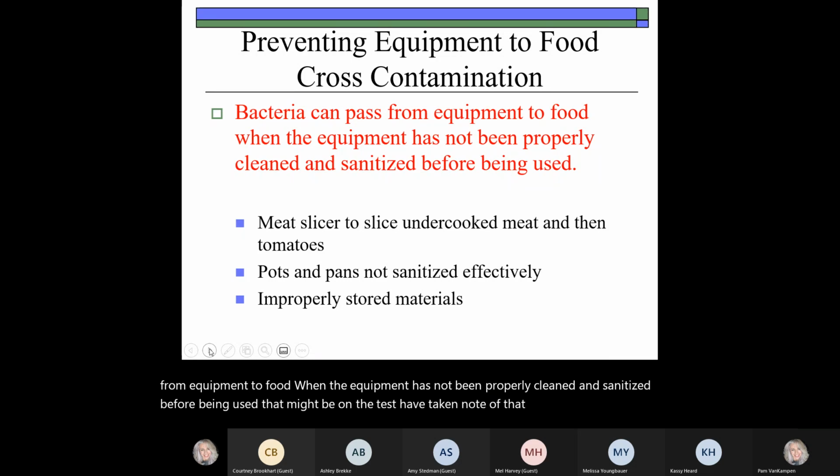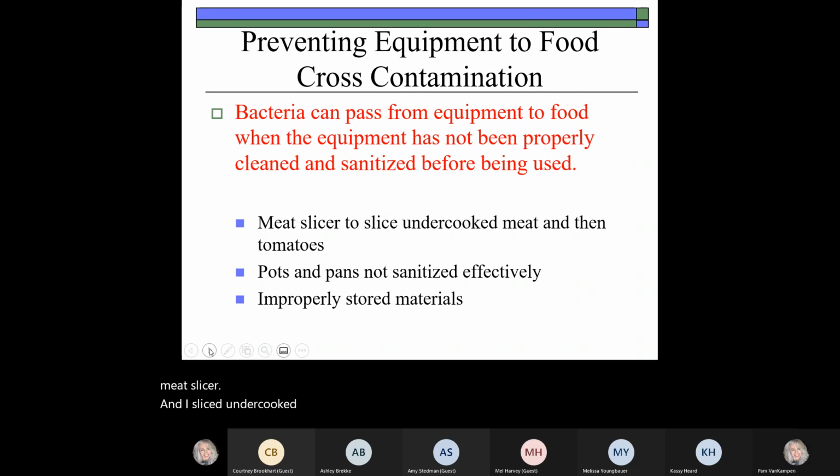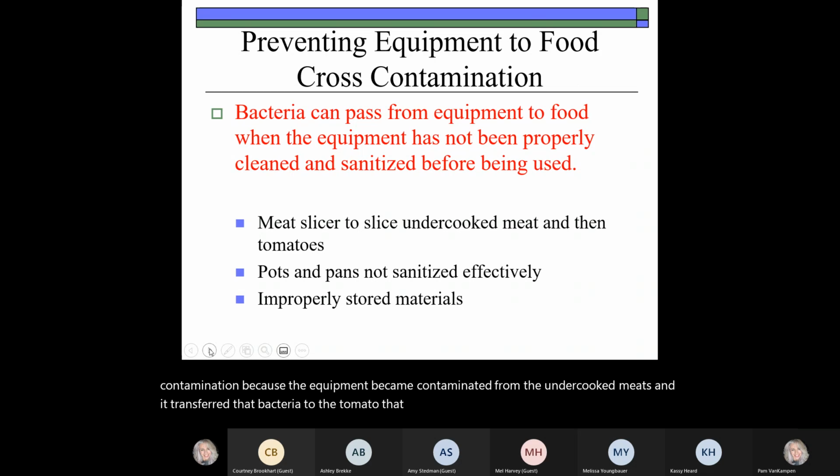So for example, if I had a meat slicer and I sliced undercooked meat and then I sliced tomatoes, that equipment just caused the cross-contamination because the equipment became contaminated from the undercooked meat and it transferred that bacteria to the tomato that I was just cutting that won't be cooked further. Or if I have a pot and a pan that hasn't been cleaned and sanitized effectively, there could be something in there that could cause contamination.